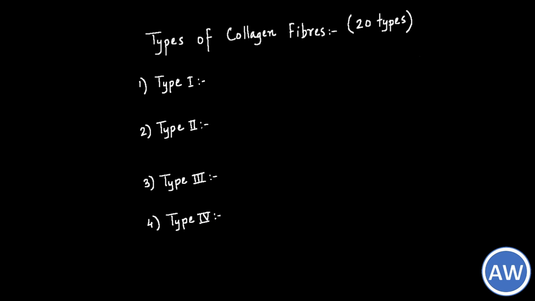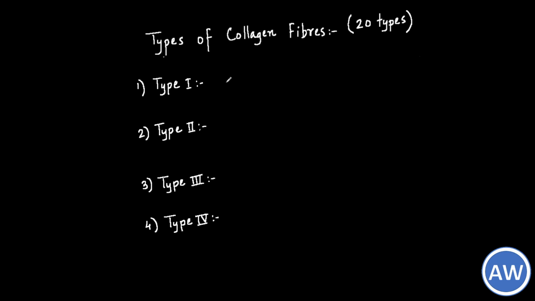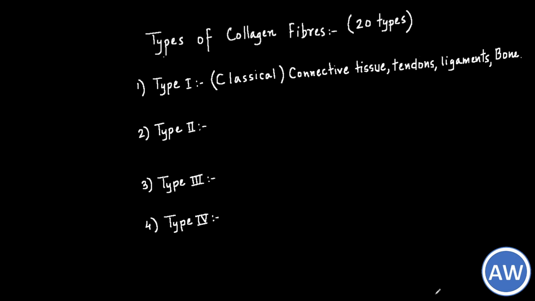There are 4 types. Type 1. Type 1 collagen fibers are of classical description, having the properties which we have already described. They are large with about 250 nanometer diameter and have prominent cross striations. These types of collagen fibers are found in connective tissues, tendons, ligaments, bones, fascia, and aponeurosis. They are also present in the dermis of the skin and in the meninges. They form the fibrous basis of the bone and the fibrocartilage.